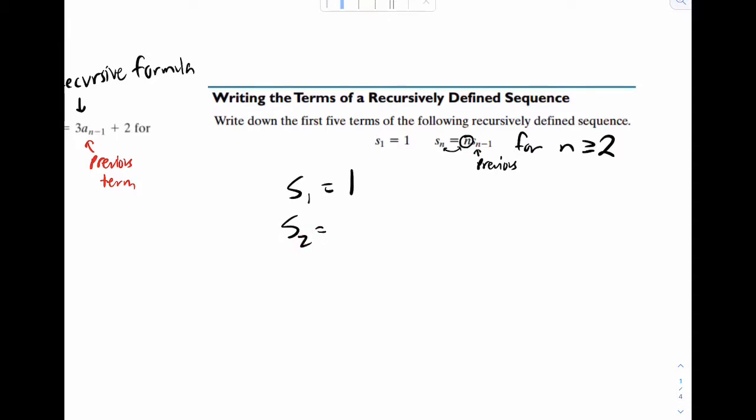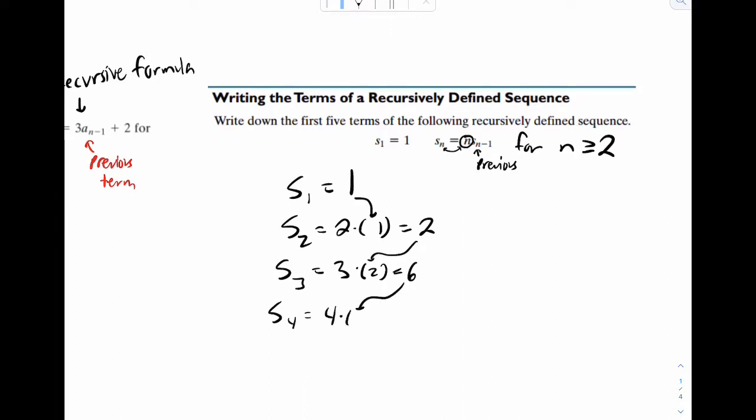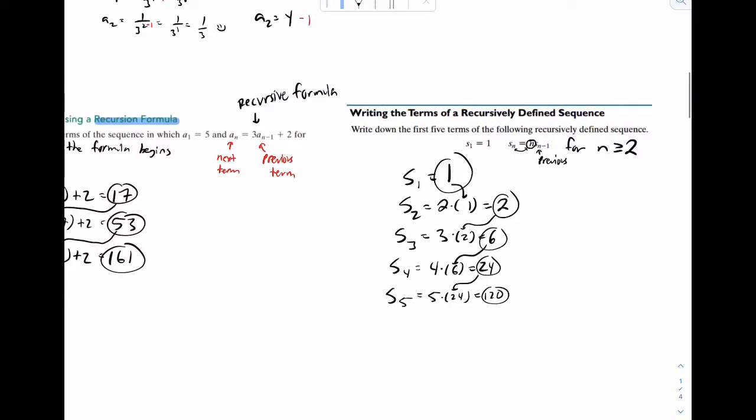So if I'm looking for the second term, n should be 2 times it by your previous, which is 2. So for the third term, now I'm going to have 3 times my previous, which is 6. Now for the fourth term, I want 4 times my previous, that's 24. And finally the fifth term, that's 5 times my previous, 120. And there are the first 5 terms.